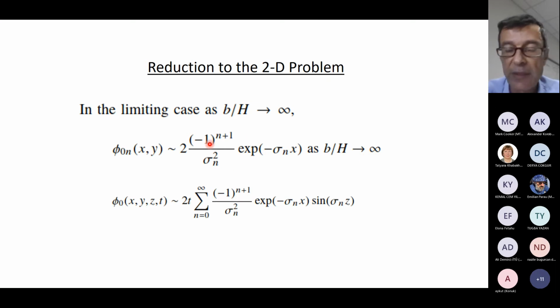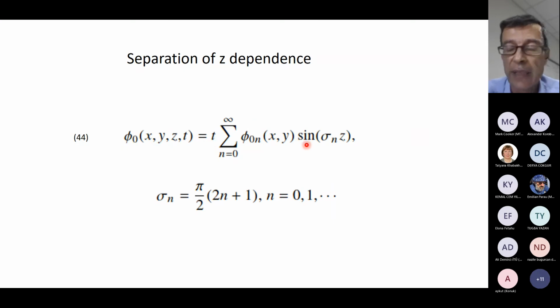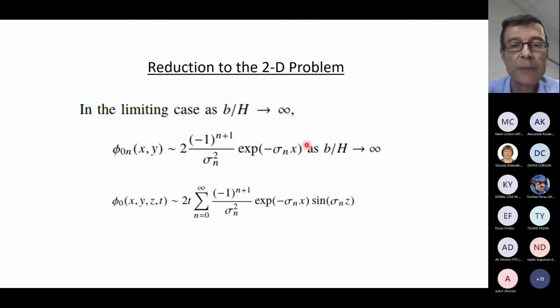So if we replace this in this series form here, then we obtain this limiting case, this one at the bottom of the page. So this one is exactly the same as the two-dimensional problem we obtained. So we have reason to believe that our three-dimensional results would be correct.